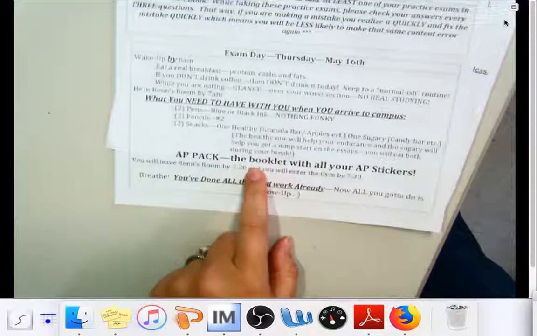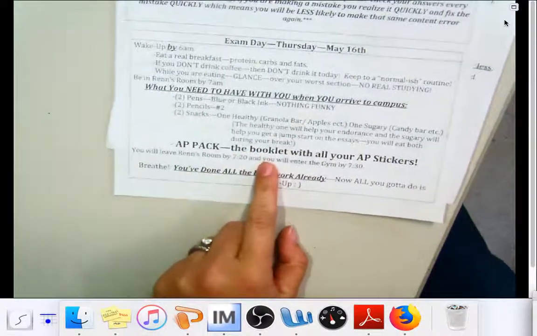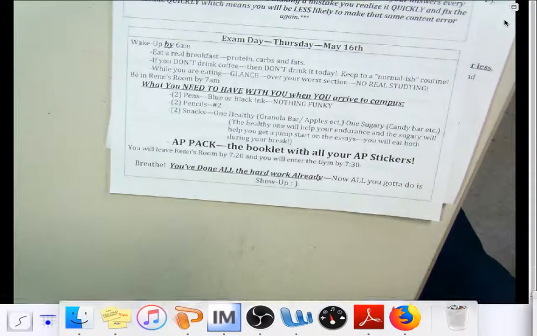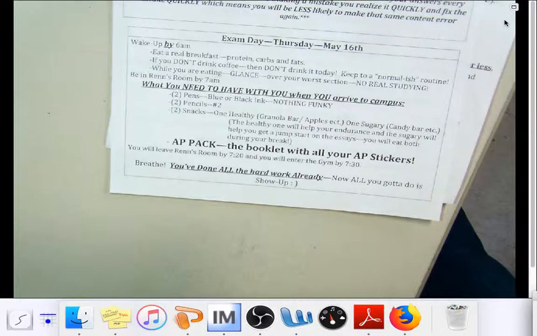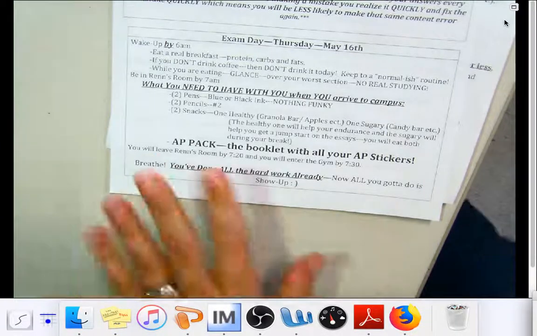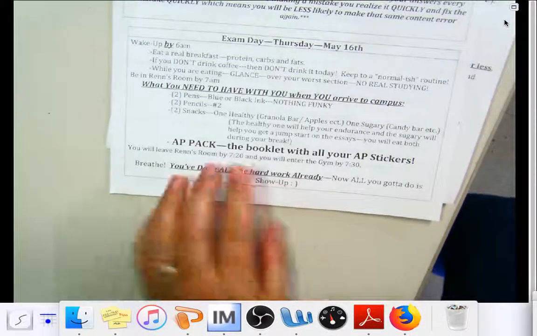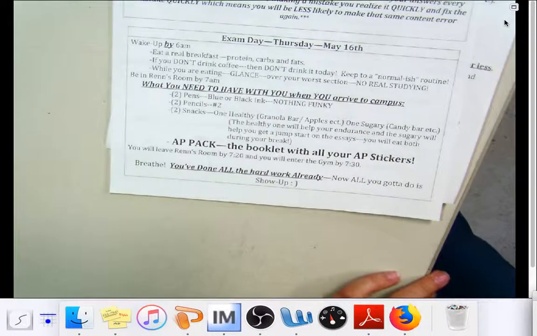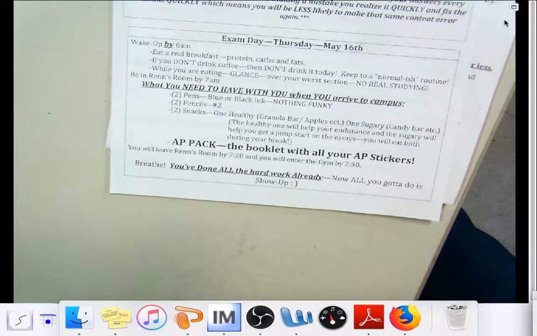Okay. You have to have your AP pack. Your AP pack is the thing with all the stickers in the center of it, yes? You have to have it. You are going to leave Ren's room. You're showing up with Ren's with all this stuff. I would put it in a little Ziploc bag so it's clear so they can see that's just me personally, but I'm not going to plan it that crazily for you, okay?